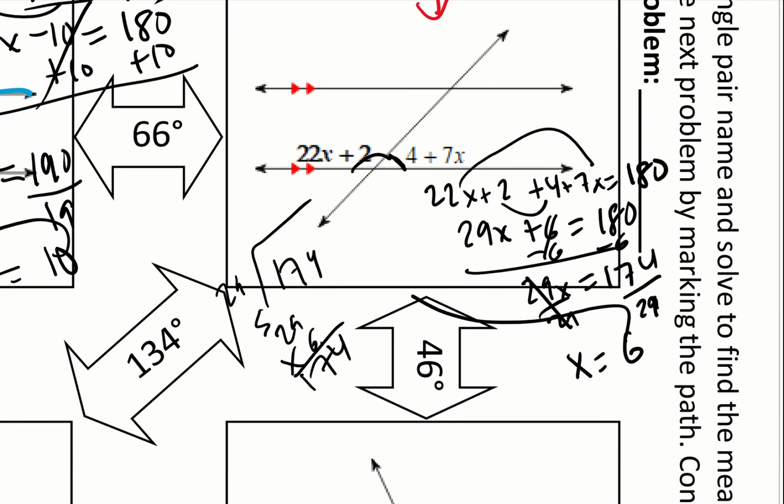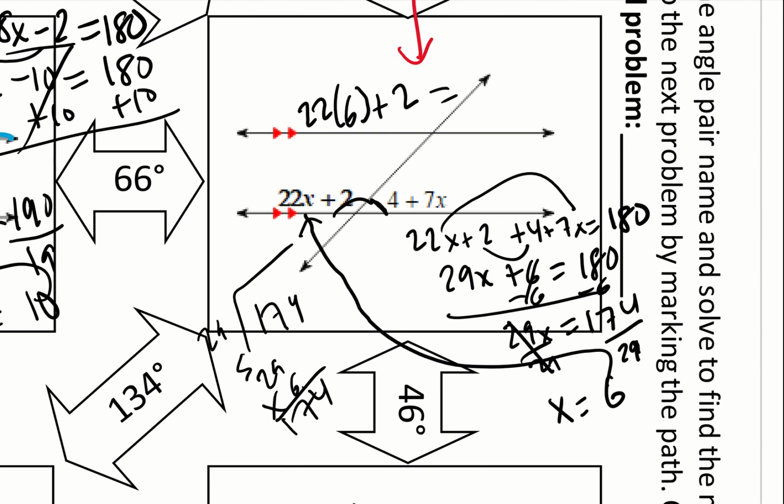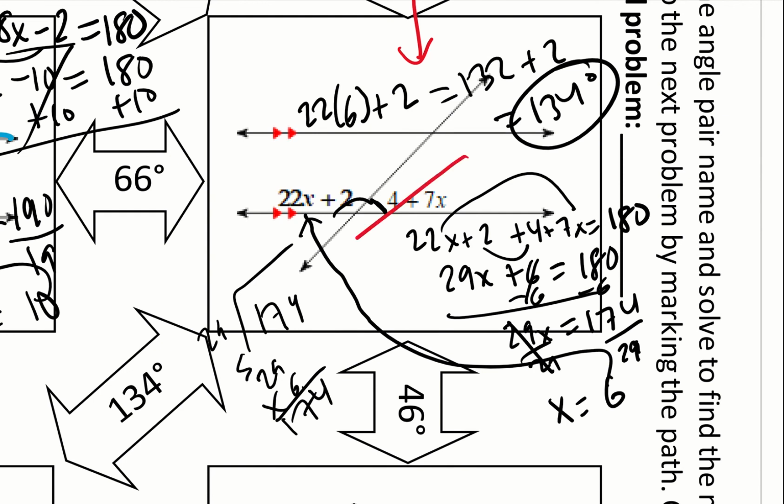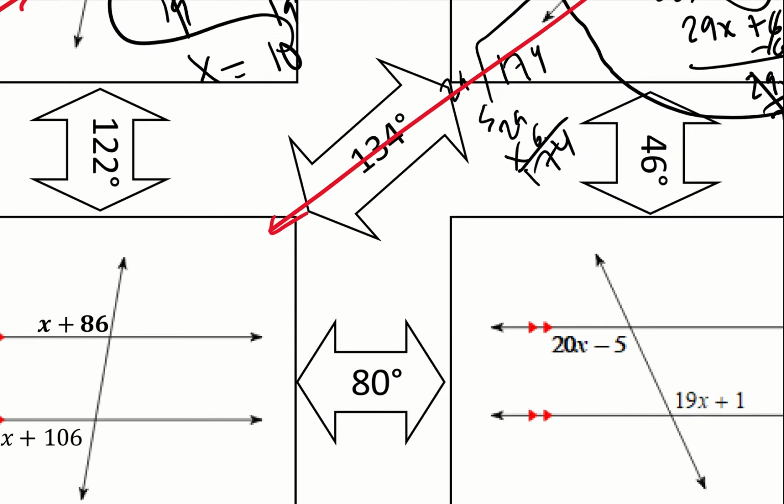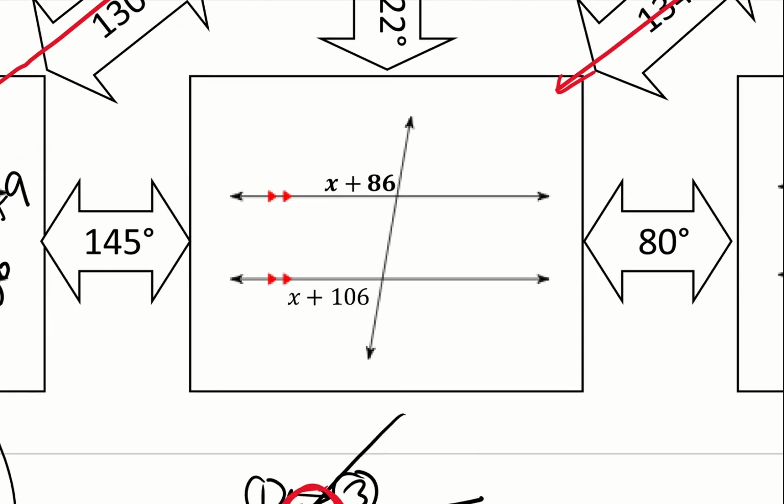So let's plug that in here. We get 22 times 6 plus 2. 22 times 6 should be, let's see, 132, and then 132 plus 2 is 134. Okay, so it's going to be 134 for the bold angle. So clearly we're going to be traveling in this direction. Let's continue.